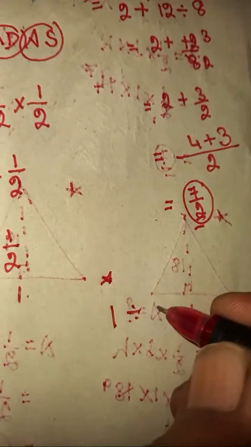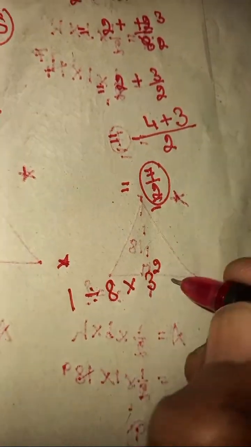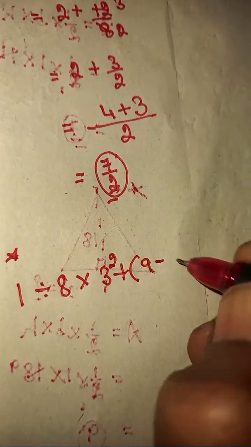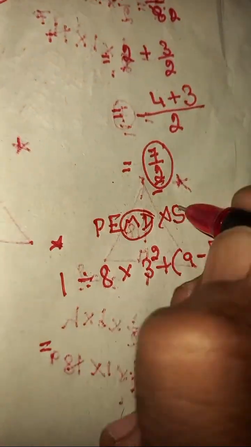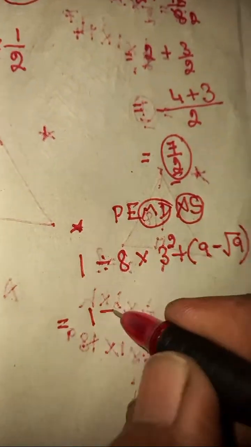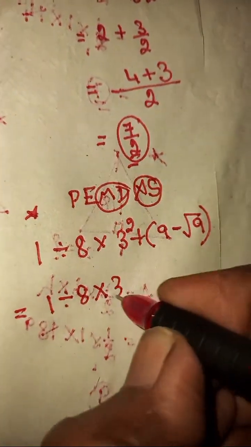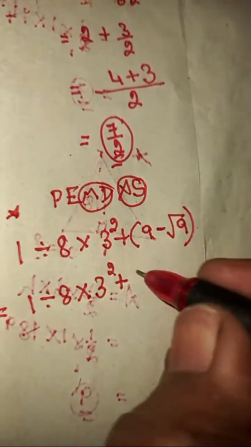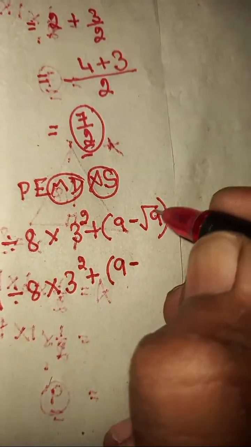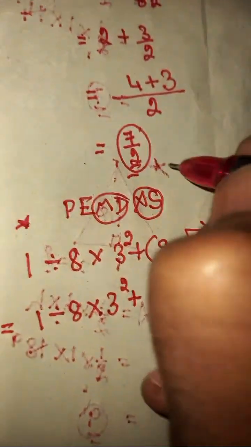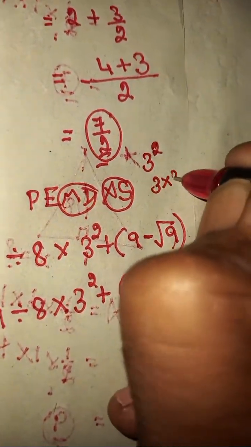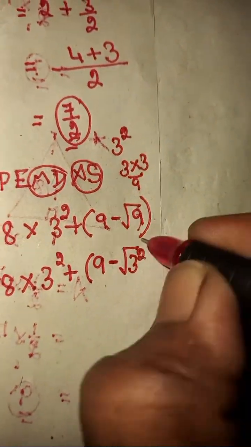Let's do one more problem. Here they give 1 divided by 8 times, in parenthesis, 3 square plus 9 minus root of 9. I'm going to explain it. It is a beautiful problem. Since there is a parenthesis here, you must clear it first. So write 1 divided by 8 times 3 square plus, inside the parenthesis, it remains 9. The root of 9 is an exponent, and this one you must clear. 9 can be written as 3 square because 3 times 3 is 9. Inside it, root of 3 square.